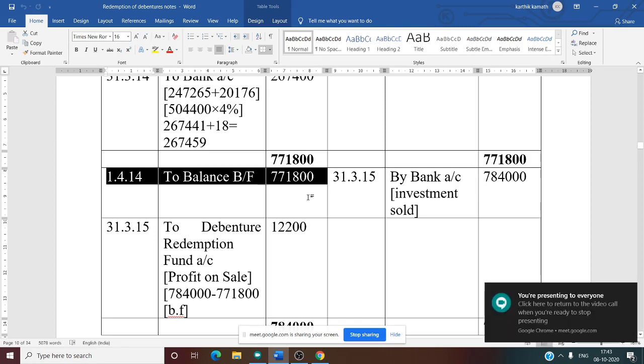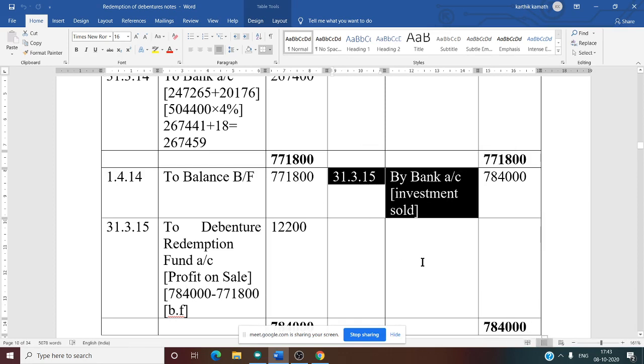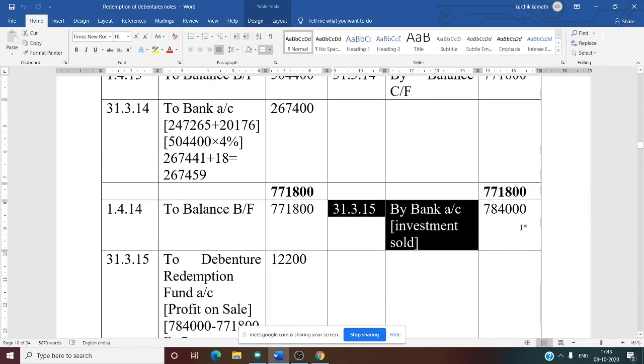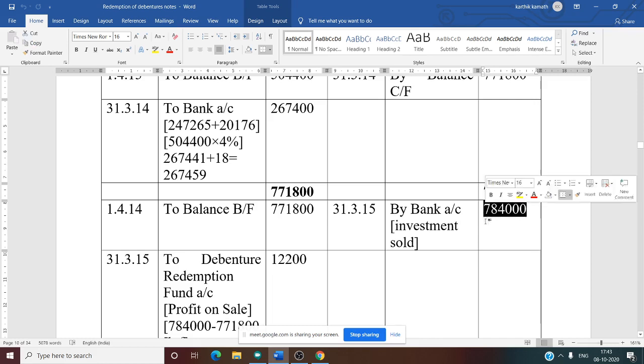See this. We have written the opening balance directly. Directly we need to sell. How to sell? This amount is given in the question. 7,84,000 amount realized. That is nothing but the sold amount.